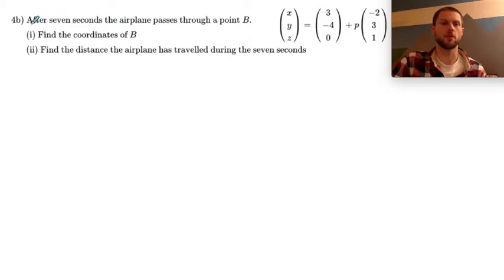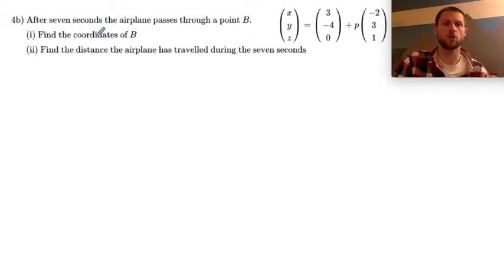Okay, for 4b, we're told that after 7 seconds, the airplane passes through some point B. For number 1, we want to find the coordinates of B, and for number 2, we want to find the distance the airplane has traveled during those 7 seconds. So here again is my vector equation for this airplane.